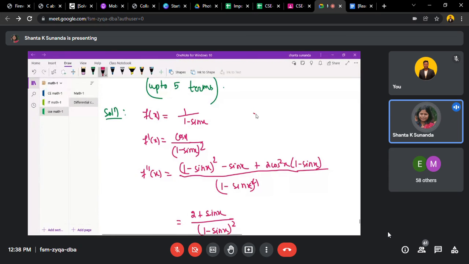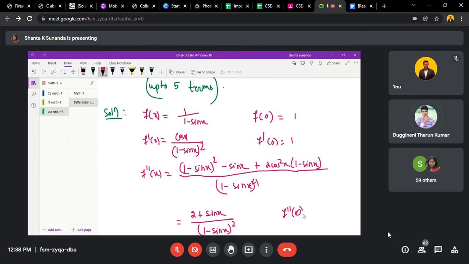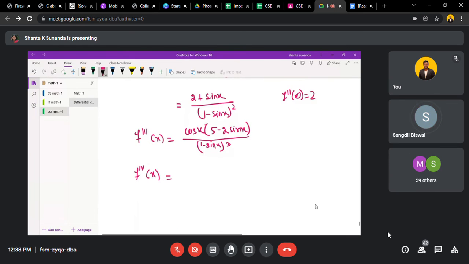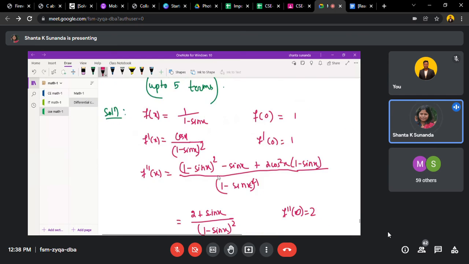So what is f of 0? How much is it? 1. And f dash at 0 is 1. And double dash at 0 is 2. Then the third order is 5. No one has done the fourth one? But you see, I have asked you up to 5 terms. You have to do it.